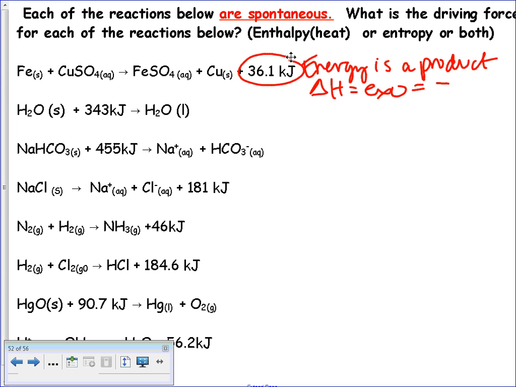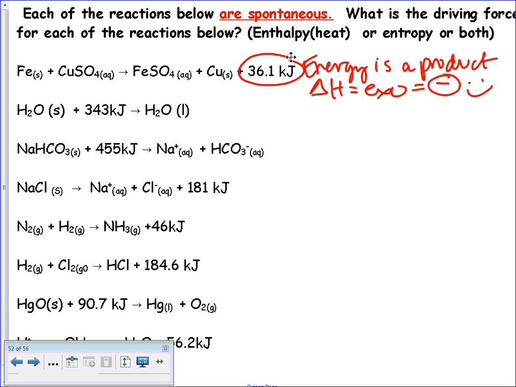Negative. Exothermic is negative, so it's negative, right? All right, so is that happy or sad? Happy. Right, we like that so far. Then you have to consider the states of matter to determine if it's increasing or decreasing disorder. So let's look. This is balanced. This one is solid, aqueous, solid.